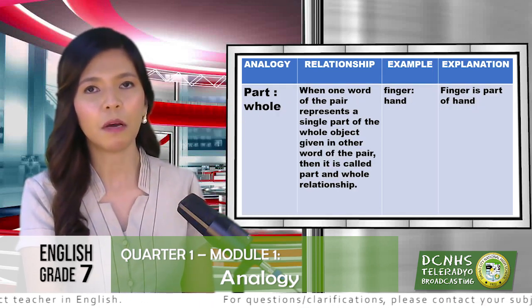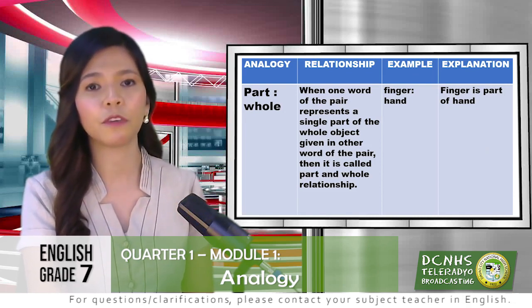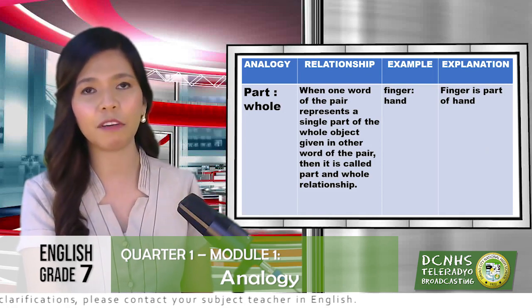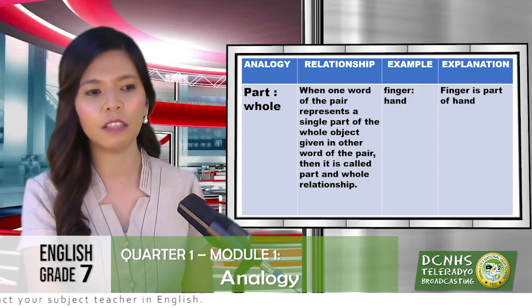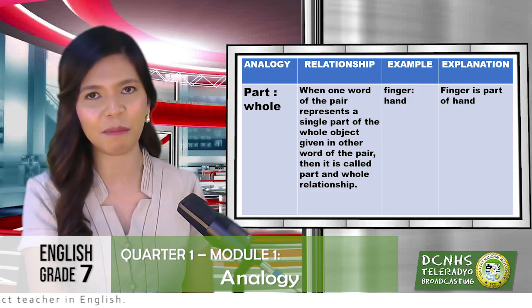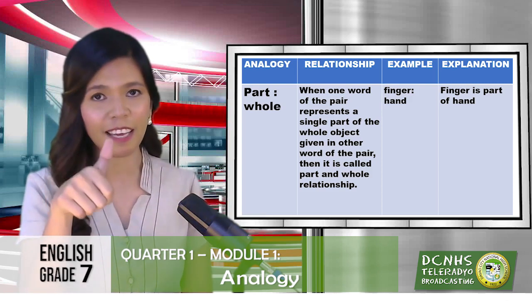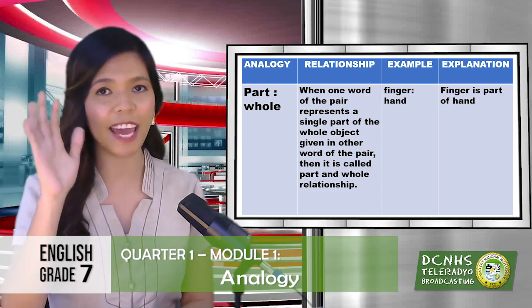Third type, part to whole. When one word of the pair represents a single part of the whole object given in the other word of the pair, then it is called part and whole relationship. For example, finger is to hand. Finger is part of the hand.